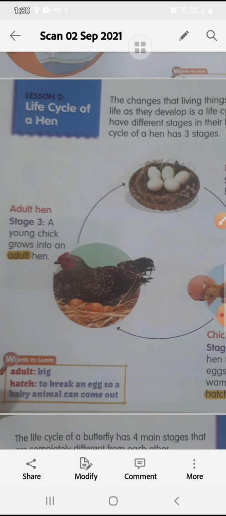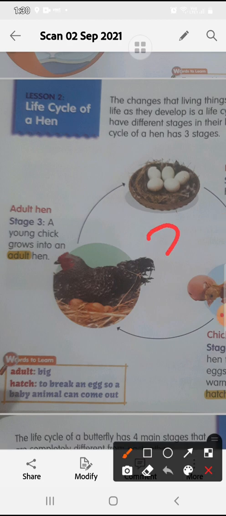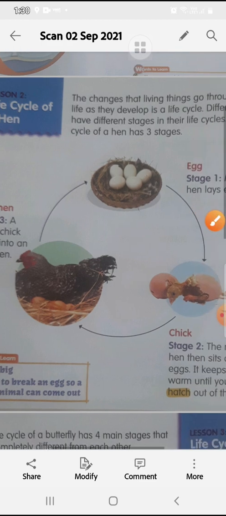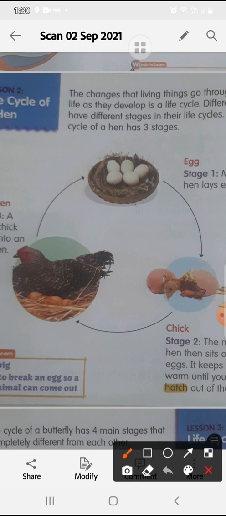Life cycle of hen: the changes that living things go through in their life as they develop is a life cycle. Different animals have different stages in their life cycles. So the life cycle of a hen has 3 stages. Okay, there are 3 stages in the life cycle of a hen, and the first stage is egg. Okay, you can see this. This is the first stage. In this stage, the mother hen lays eggs.